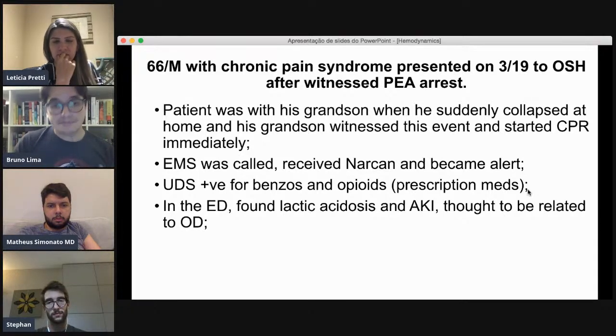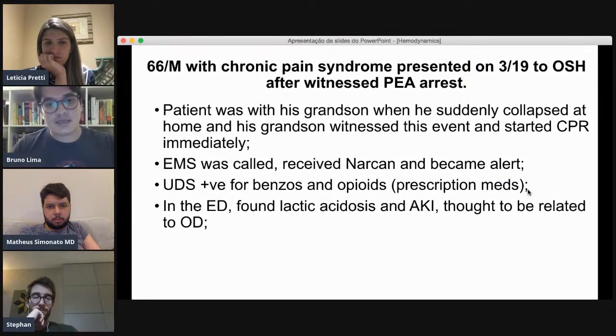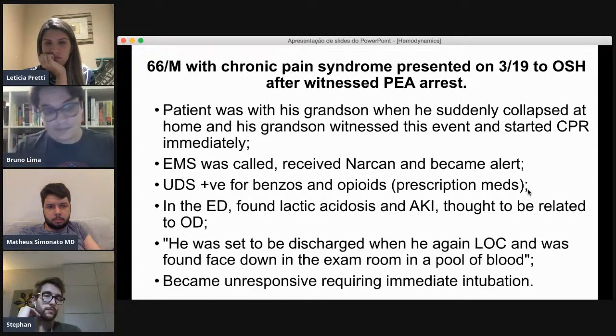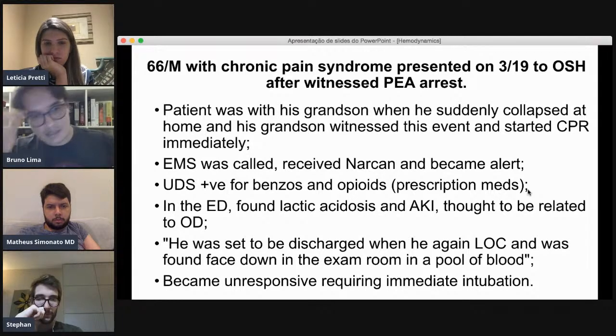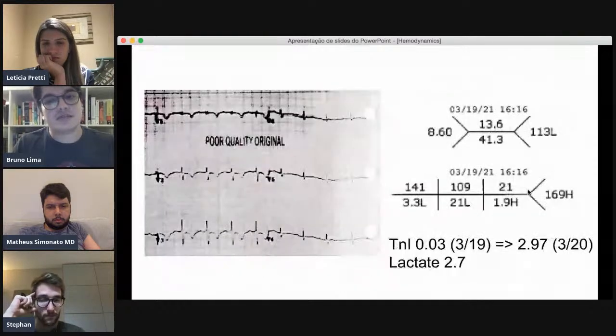So in the ED, they also found that he had some lactic acidosis and acute kidney injury, or AKI, thought to be related to the OD. OD is overdose. So he was set to be discharged when he again had another LOC, meaning loss of consciousness, and he was found face down in the exam room in a pool of blood. He became unresponsive, requiring immediate intubation.